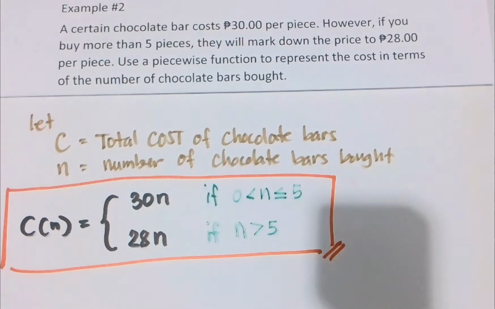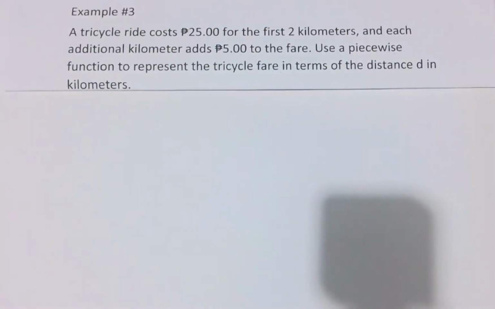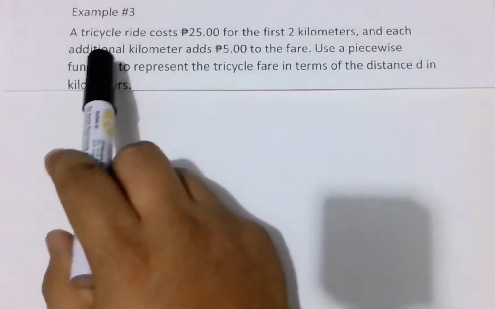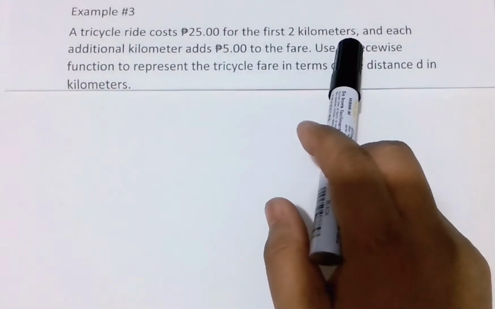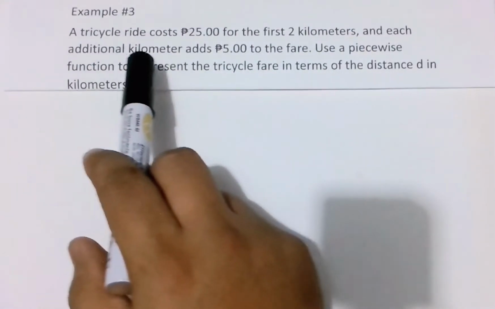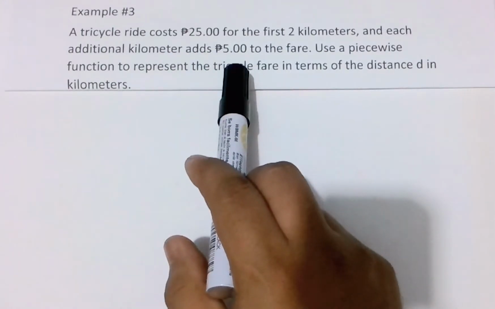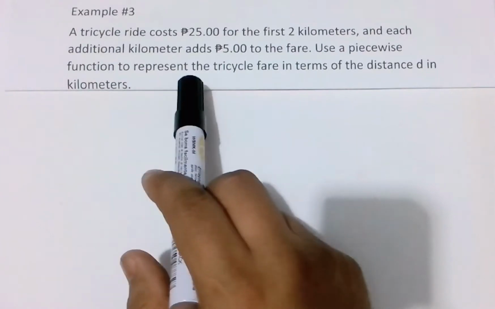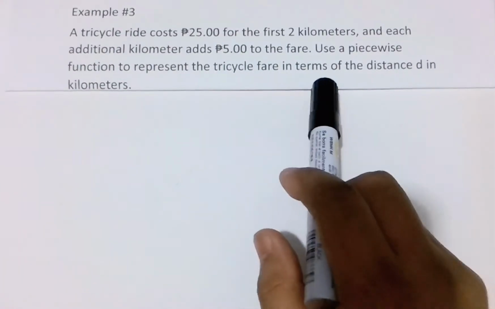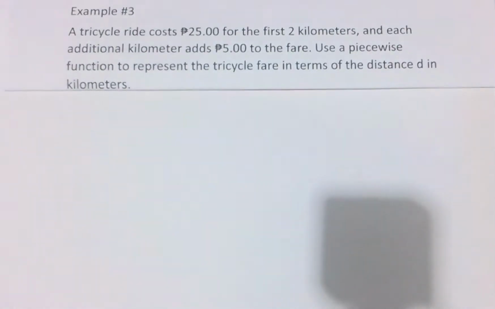Okay. And so that is our second example. Okay, so for our third example, a tricycle ride costs 25 pesos for the first 2 kilometers, and each additional kilometer adds 5 pesos to the fare. Use a piecewise function to represent the tricycle fare in terms of the distance d in kilometers.